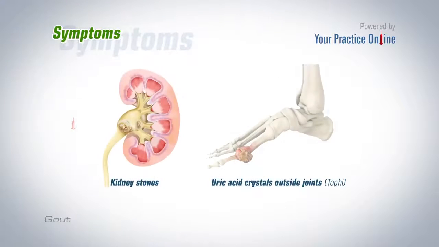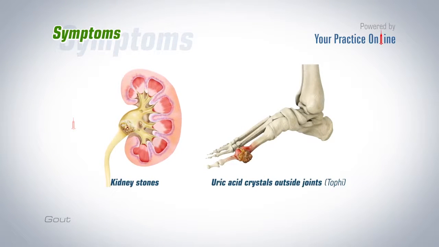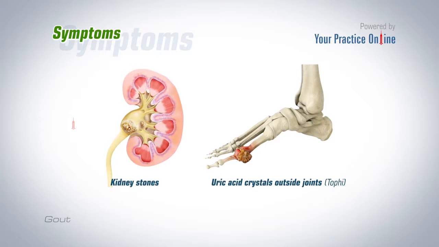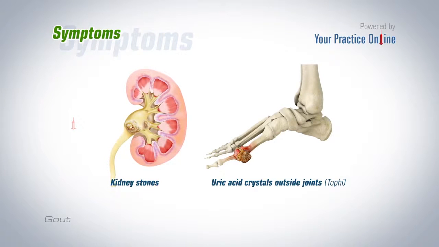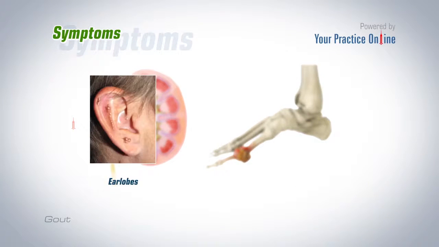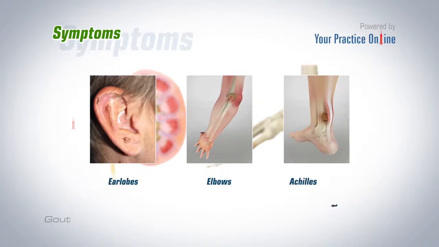For patients with gout, the development of kidney stones and formation of uric acid crystals outside joints occurs more frequently. Such crystals, known as tophi, are painless, but useful in diagnosis and may be found in earlobes, elbows, and Achilles tendon.